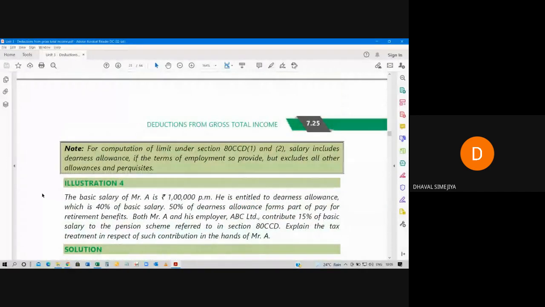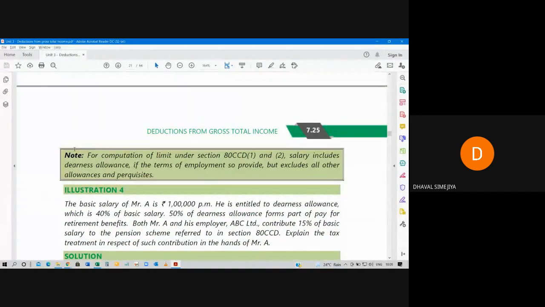Illustration number 4. First of all, note that for computation of the limit under section 80CCD subsection 1 and subsection 2, salary includes dearness allowance if the terms of employment so provide, meaning it forms part of retirement benefit. We will discuss it in the practical. Read illustration number 4.